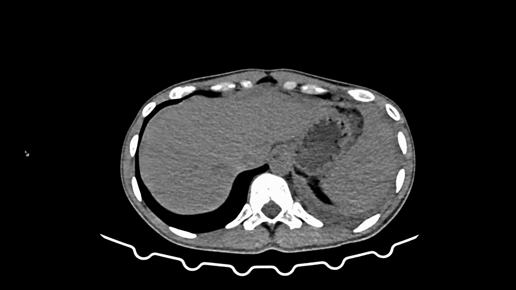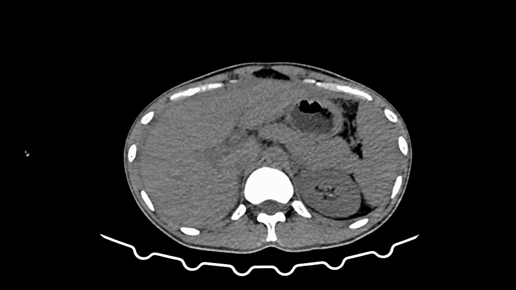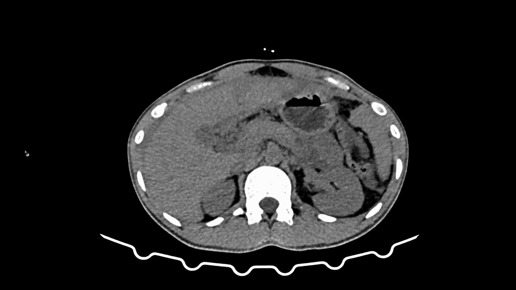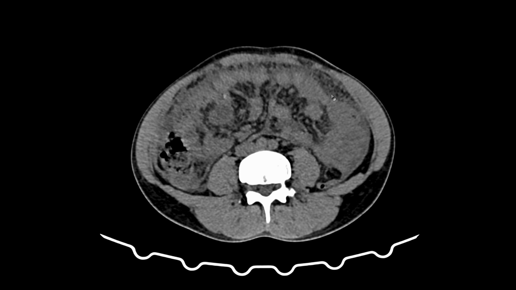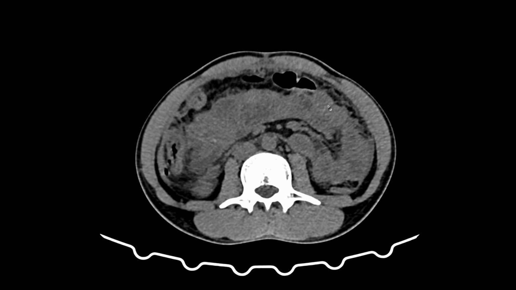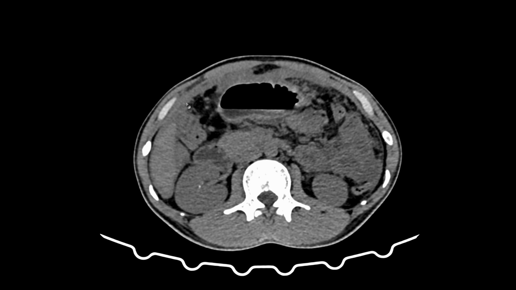Today I'm going to show you a classic case of TB peritonitis. This is the plain CT. Before moving to contrast, I'm going to show you the plain CT findings. You can see a diffuse omental nodularity with fat stranding, mild ascites, and you can see there is some amount of peritoneal wall thickening as well.